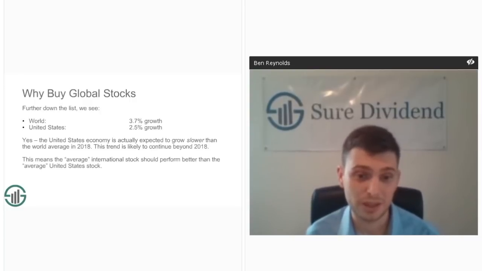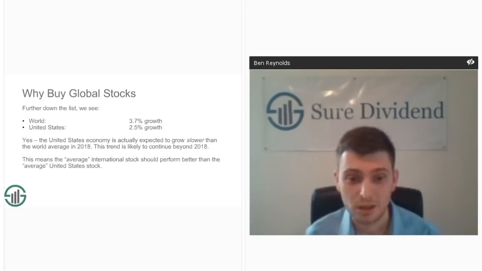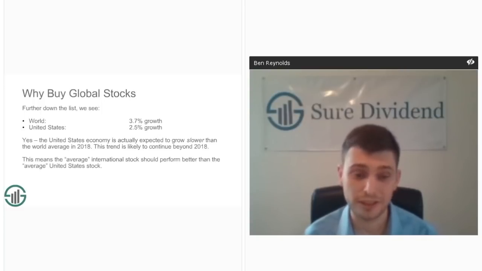The US is expected to grow at 2.5% a year. So, that's almost 3 times slower than India. It's significantly slower than some of the faster growing countries in the world. And the world on average is expected to grow GDP at 3.7%. So the US is expected to grow slower than the world.